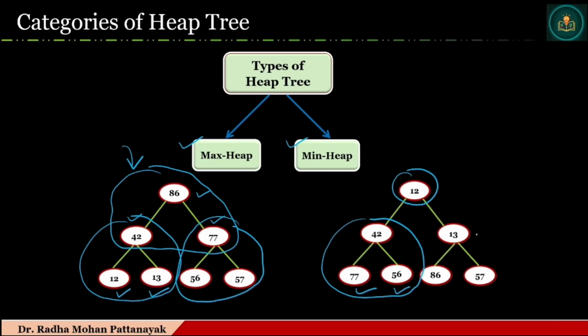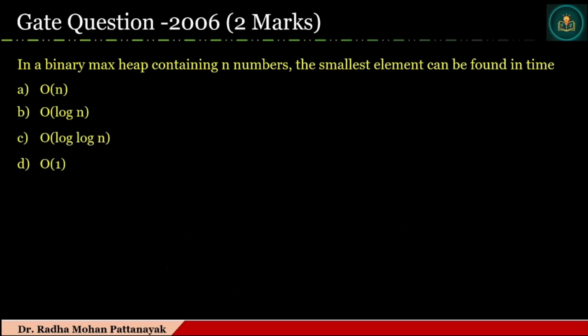In this subtree, the value of parent node 13 is less than 86 and 57. This means in all subtrees the concept is satisfied. What is the concept? The value of a parent node is less than all its descendant nodes. That's why this type of heap tree is called a Min-Heap tree, right? Clear? Now we will move on to discuss a few GATE questions.